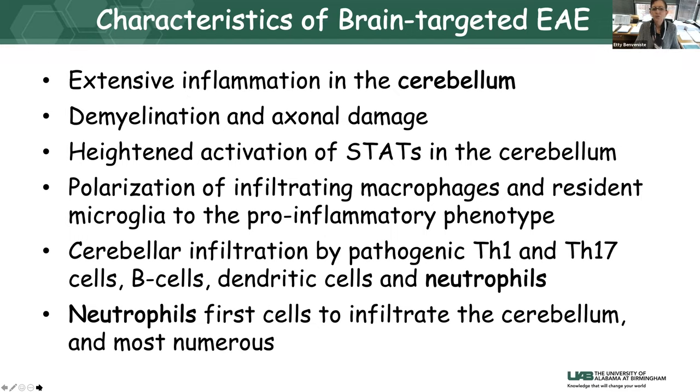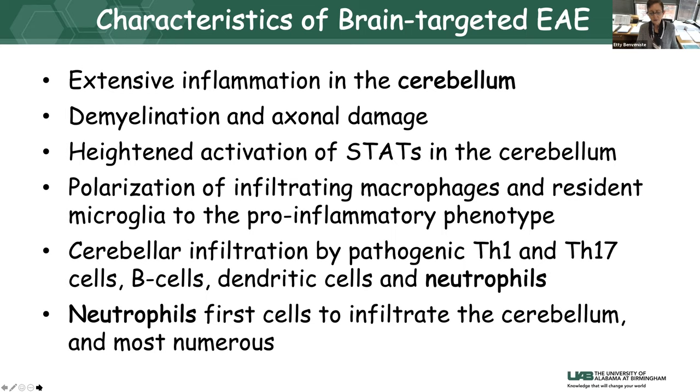In a number of studies, we did further characterization of this model, and we saw extensive inflammation in the cerebellum accompanied by demyelination and axonal damage, and heightened activation of STATs in the cerebellum, predominantly STAT1, 3, and 4. Looking at the infiltrating macrophages as well as resident microglia, we found that they were polarized more to a pro-inflammatory phenotype. We also saw that TH1 and TH17 cells, B cells, dendritic cells, and neutrophils also infiltrated the cerebellum. Neutrophils were the first cell to infiltrate and also the most numerous.